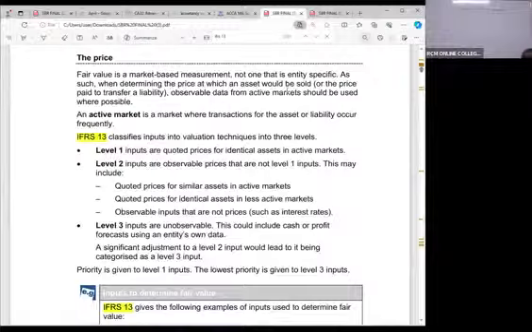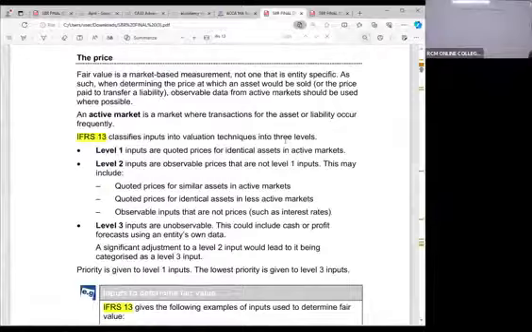Active markets. An active market is a market where transactions for the asset or liability occur frequently. For example, if you'd want to sell goats, you can go to the Kajiado markets. Those are active markets where goats are being sold every day. You can easily get prices there. IFRS 13 classifies inputs into valuation techniques into three levels. This one is very popular in your exams. These are the inputs that we shall use to be able to say, ladies and gentlemen, that this goat of mine is valued at this much.